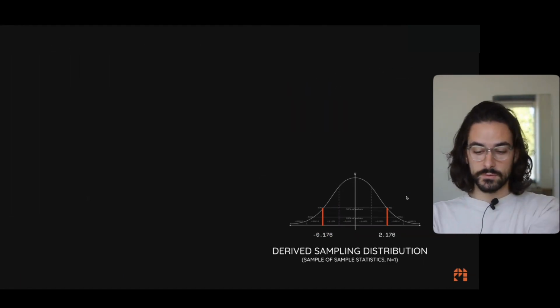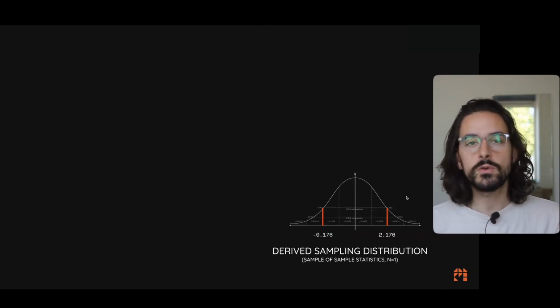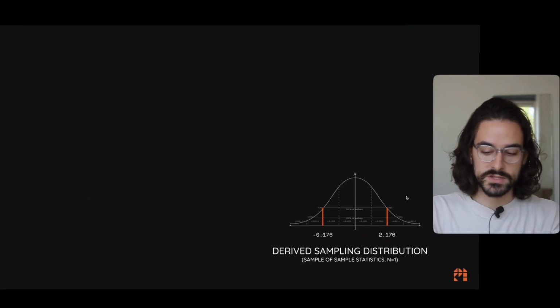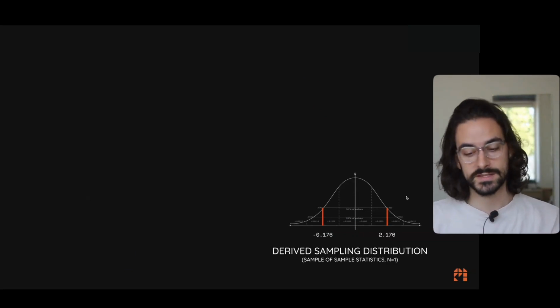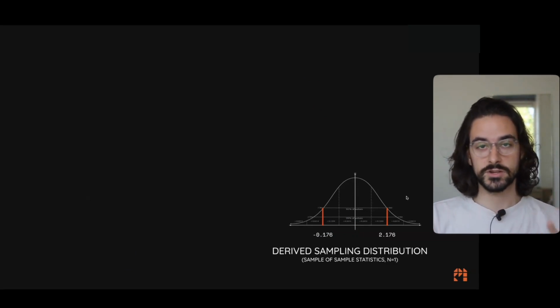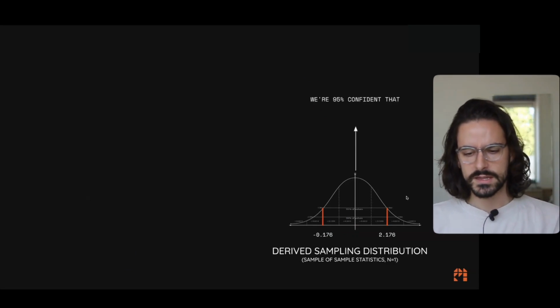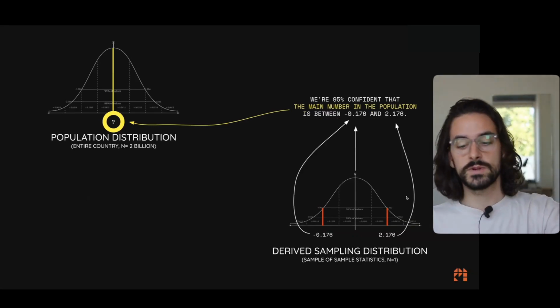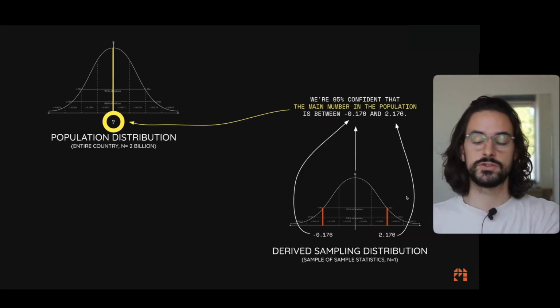At this point, we can get rid of the 1. We don't care about the 1. The point is minus 0.176 to plus 2.176. This is the 95% range. If you remember how to interpret this, it's saying that we're 95% confident that the main number in the population is between minus 0.176 and 2.176.